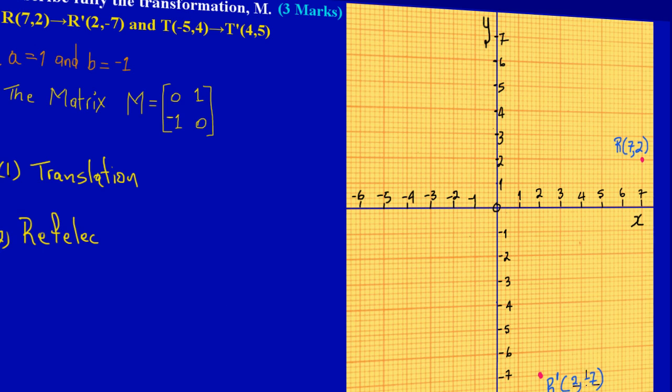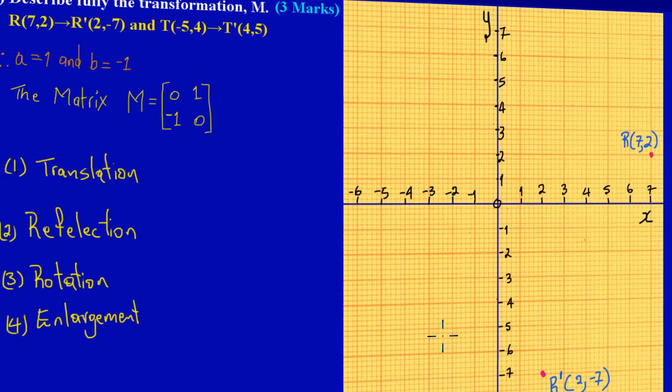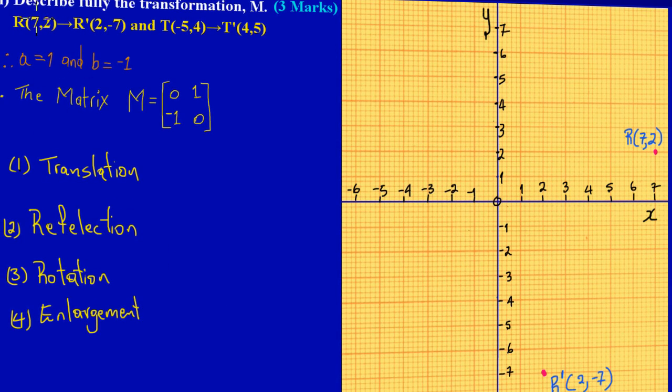Let me just pause the video and write them down quickly. So here we have the 4 types of transformation that they are testing us on. So you can always do a process of elimination. For example, we know that if it's a translation, then the vector would be t equals some x value over some y value.